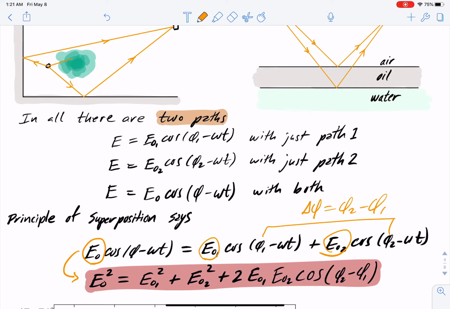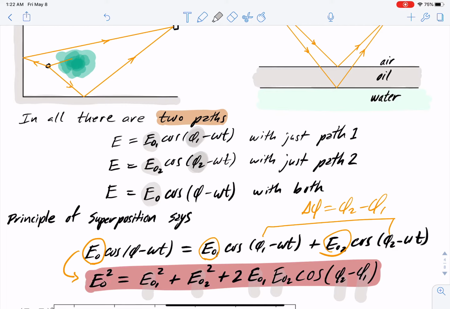Okay, and all you need to do is think about what all these terms are. You have the phases, and those come from here. If you just had one of the paths open, this would be the phase of that wave at the observation point. If you had the other path, this would be the phase. Then the other thing in here is these two amplitudes, the amplitudes with each path individually. And then this guy is the amplitude when they're both open.